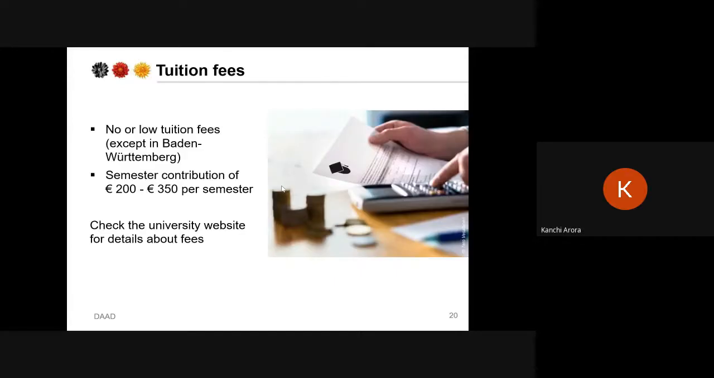Talking a little bit about tuition fees, usually there's no tuition fees. With the state of Baden-Württemberg, the universities in the state of Baden-Württemberg have now started charging tuition fees.